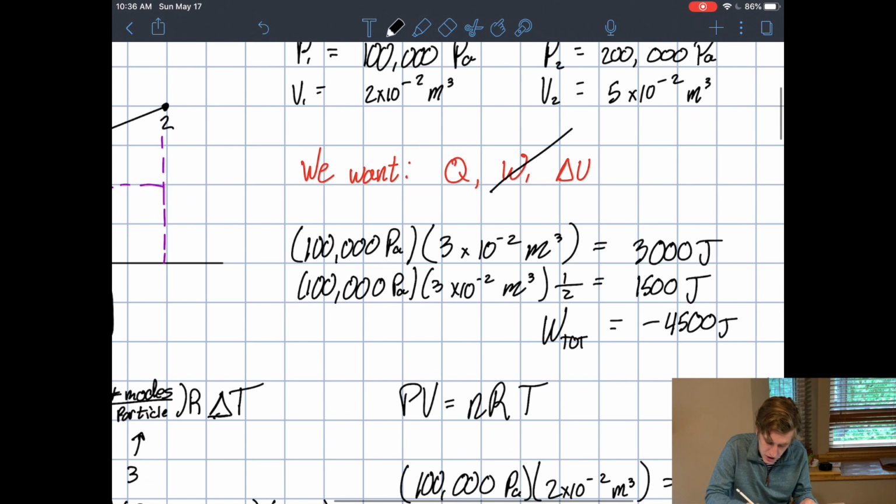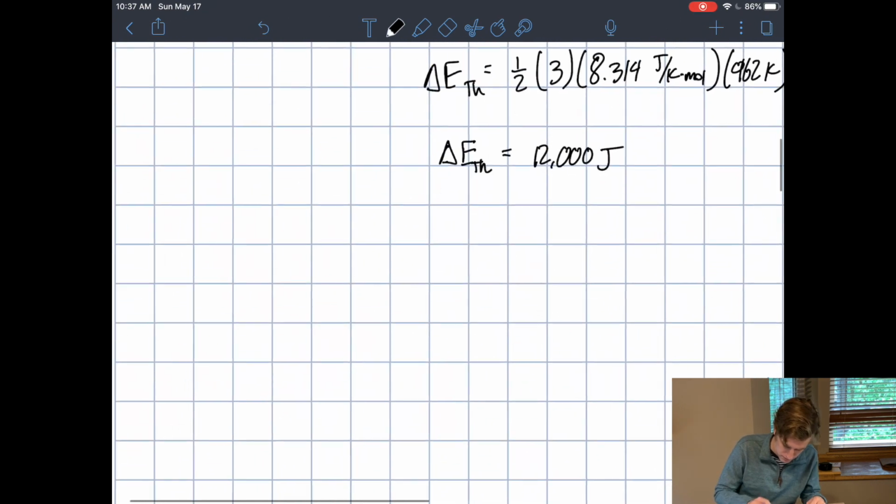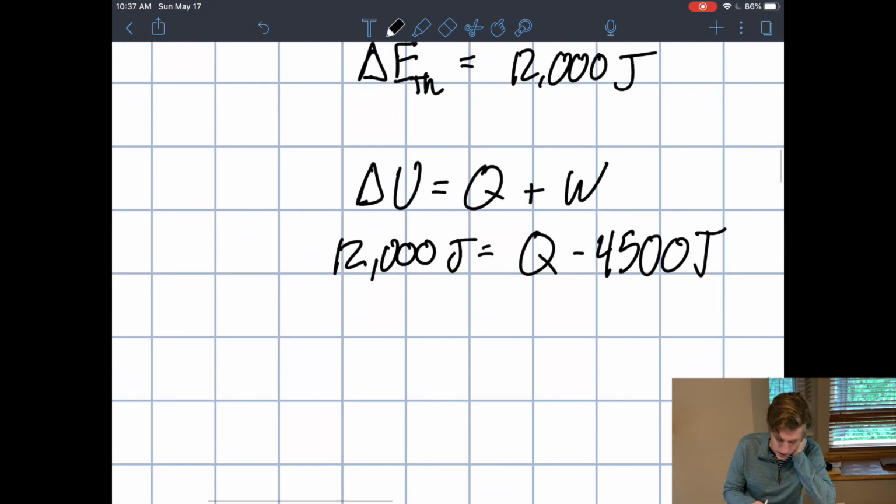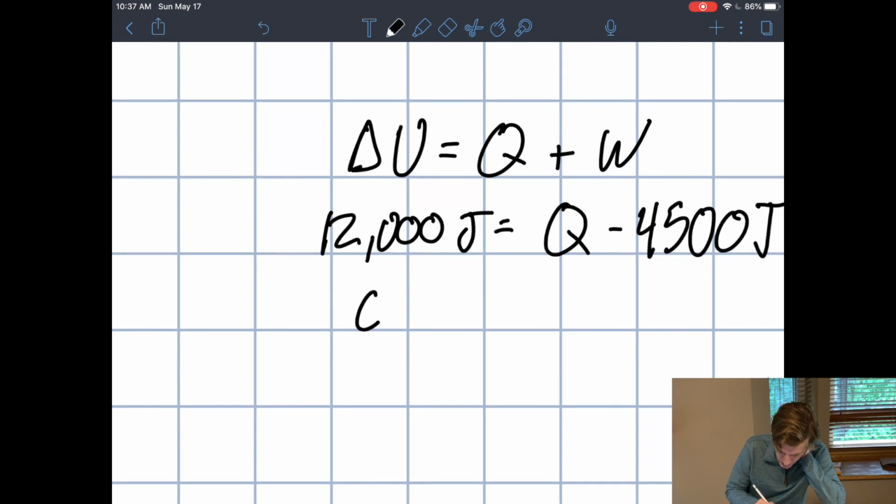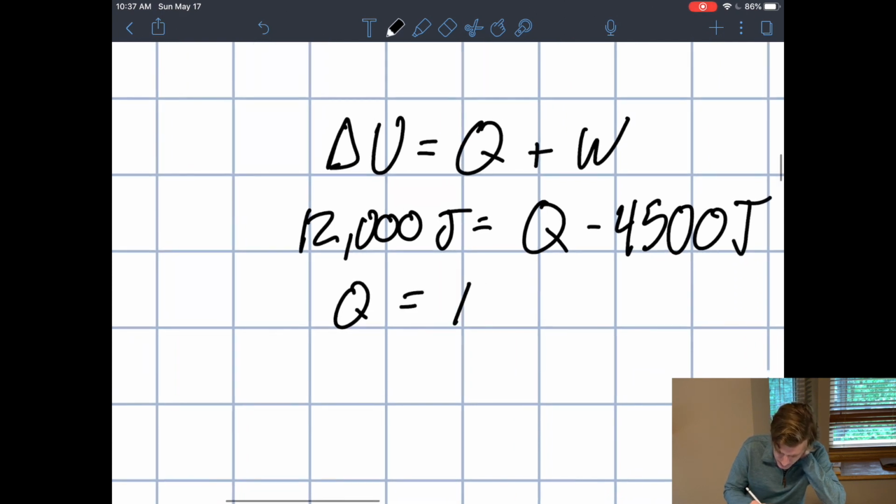So now we've found delta U, and the only other thing we need to find is Q. But we actually know that there's a relationship between delta U, Q, and W. It's just conservation of energy. The change in internal energy is equal to the heat that enters or leaves the system, plus the work done on or by the system. We now have 2 of those numbers, so we can just write down that equation to find the third. And if we solve this for Q, we just get that Q is equal to 16,500 joules.